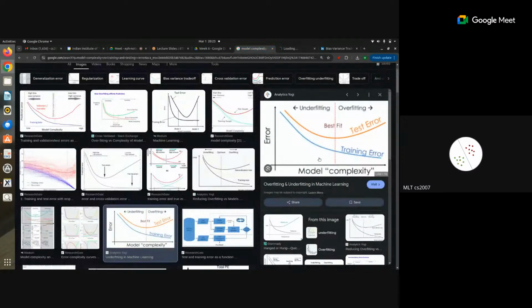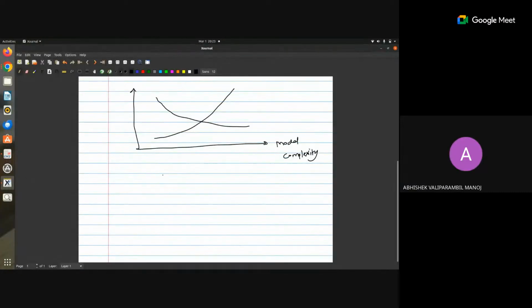Are you able to see this picture? What is happening here? As your model complexity increases, what do you mean by model complexity increases? During training, your model will try to fit that data. At least you know that part, right? Yes. All of you. Okay.